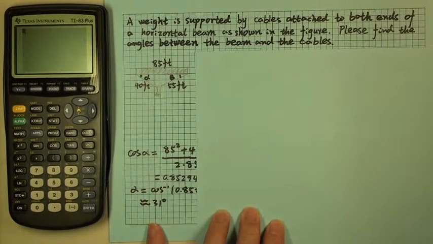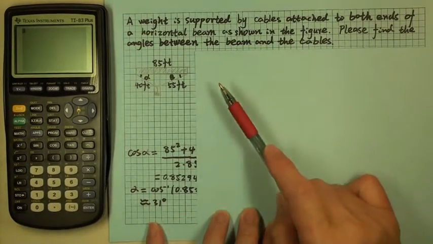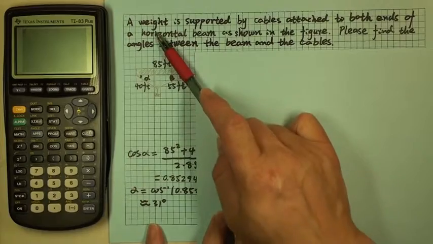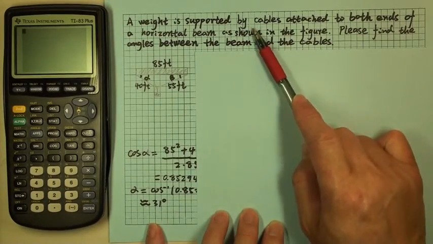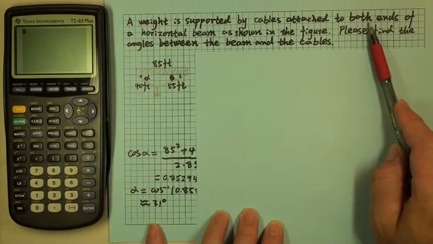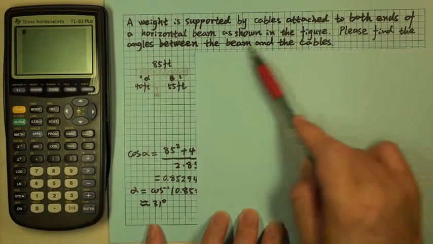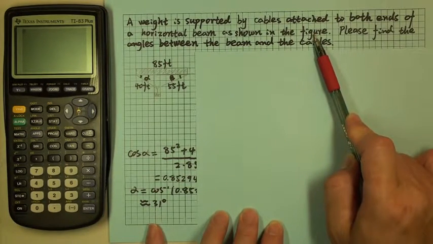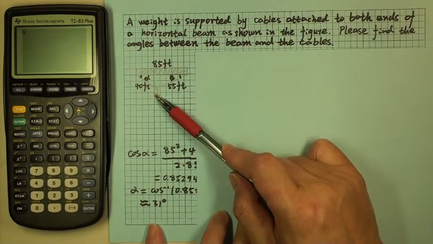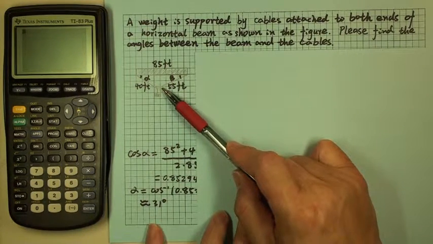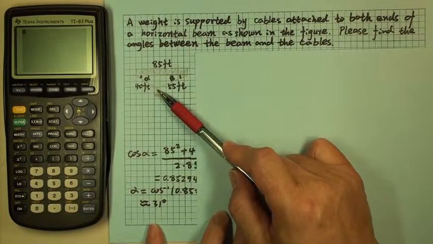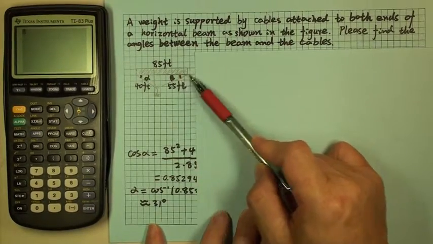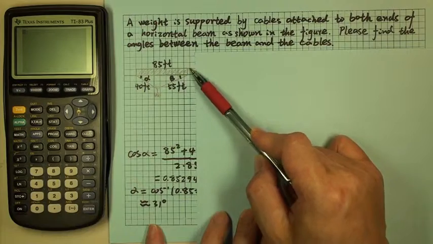In this lecture, let's look at the application question for the law of cosines. A weight is supported by cables attached to both ends of a horizontal beam as shown in the figure. So you see, this is the weight, which is supported by cables attached to the two ends of the horizontal beam.